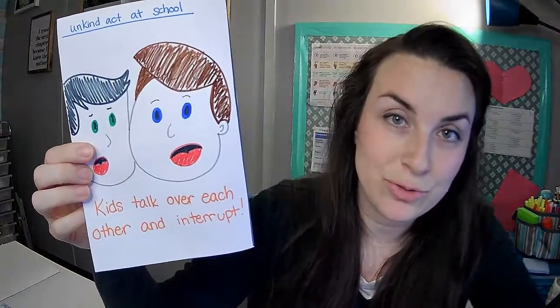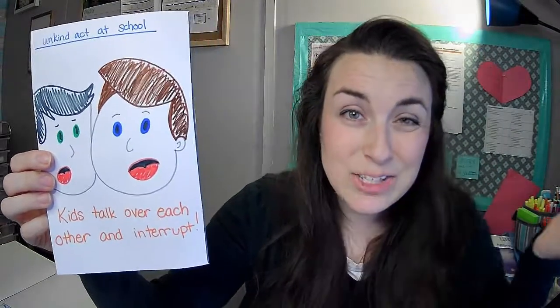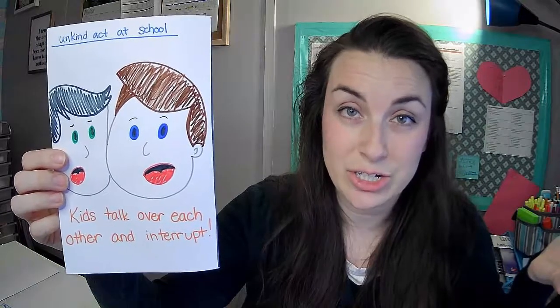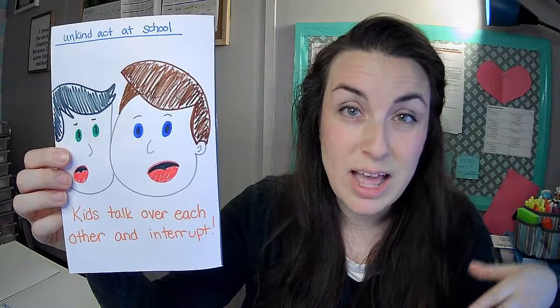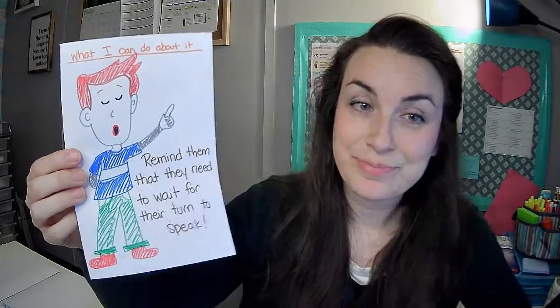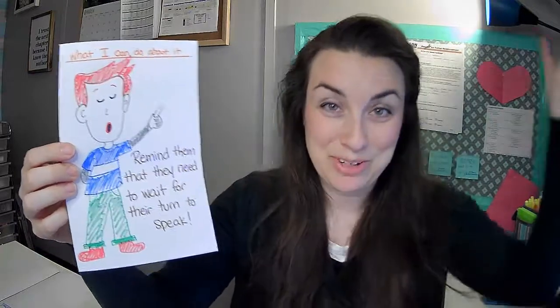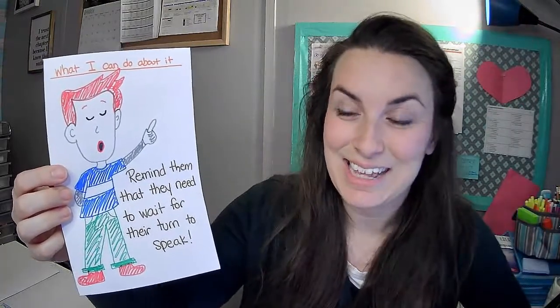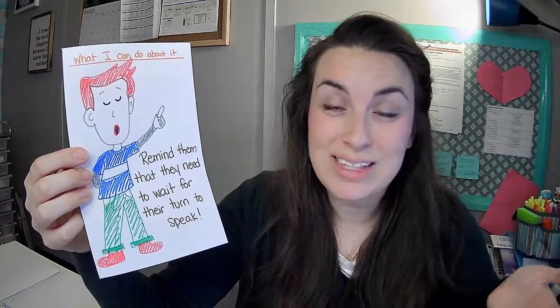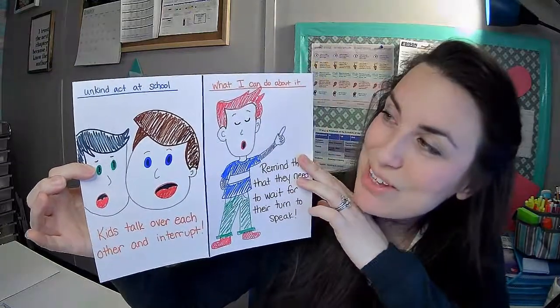Here's my example. I'll fold it in half so you see one half at a time. My unkind act at school, I drew and wrote words as well. Kids talk over each other and interrupt. That's super unkind. When we're not waiting our turn, when we're talking over someone else and not letting them finish, that's very rude. So, what can I do about it? Remind them that they need to wait for their turn to speak. I even drew my person with that finger up in the air, just like Sally did. So they're reminding them that, hey, we can only listen to one person at a time. Be nice and make sure you're waiting for your turn to speak. So there is my example.